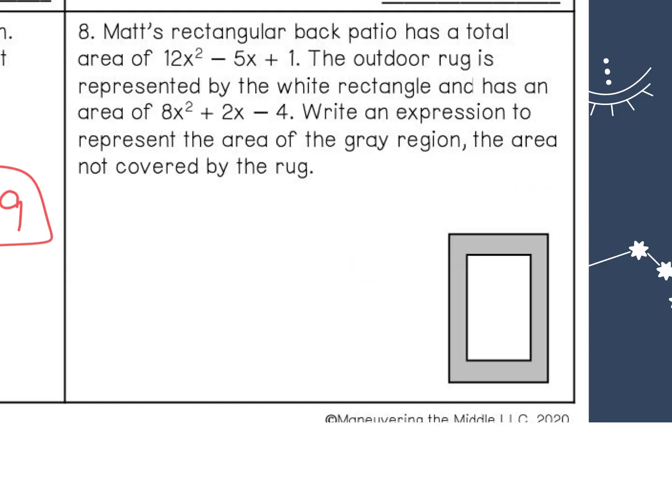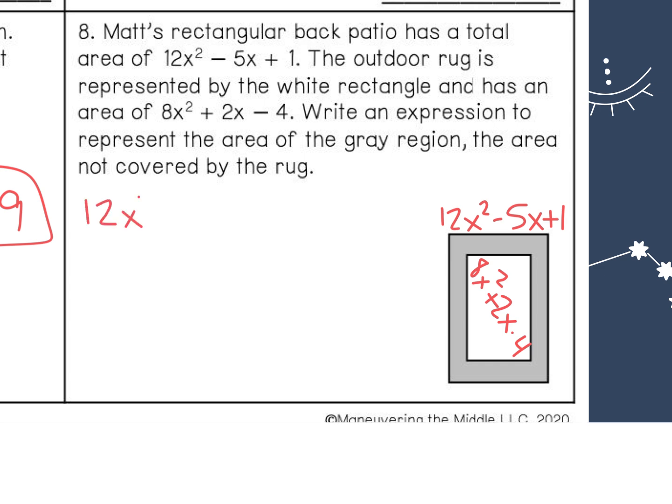We have the big area of the outdoor rug. And then we have the shaded area. That's this 12x squared minus 5x plus 1. And then on the inside, I'm going to write it sideways so it'll fit. 8x squared plus 2x minus 4. The question is, write an expression to represent the area of the gray region only, right? That 12x squared, that's the whole rug. So if we want only the gray area, what are we going to have to do? We're going to have to subtract.